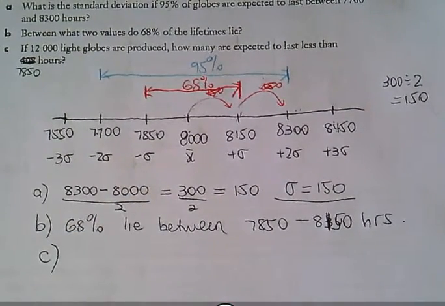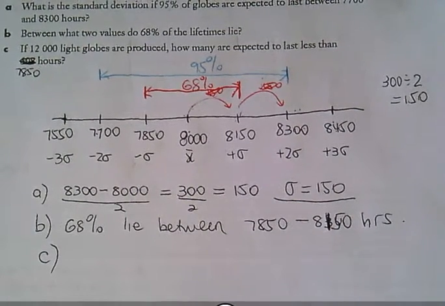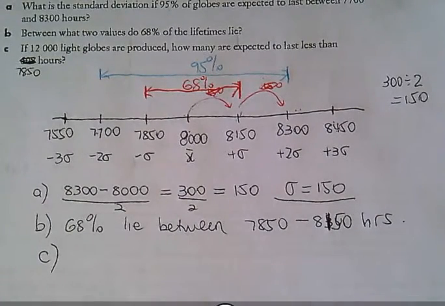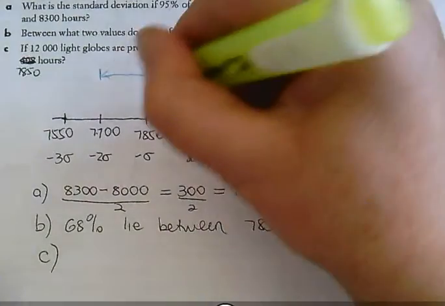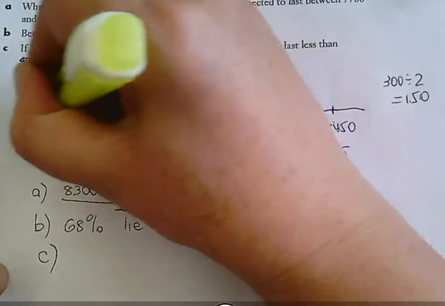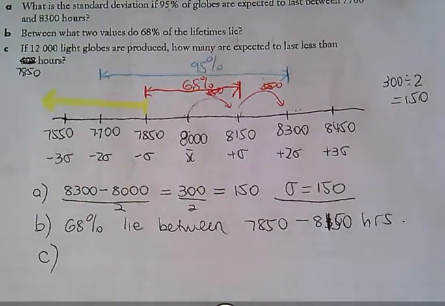And part C says, if 12,000 light globes are produced. Now remember that 12,000 light globes is everything, the 100%. How many are expected to last less than 7,850 hours? Now, don't worry about how many. What percentage are going to last less than 7,850? If I want less than 7,850, I need to know from here down. Okay? I need to know from there down. Now, I don't know from there down.